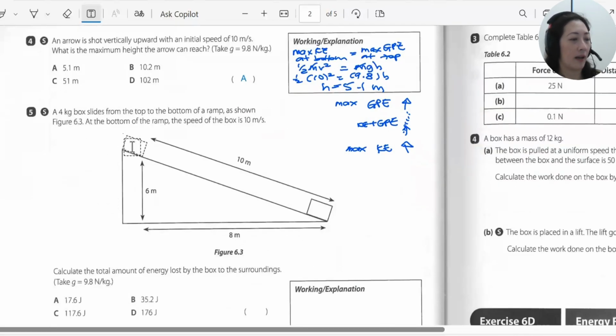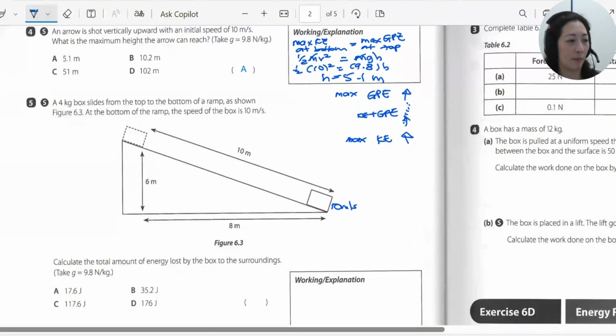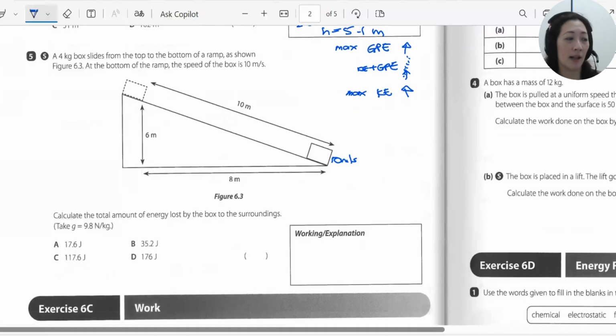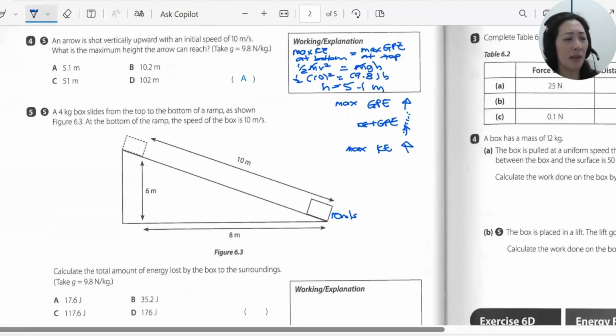Let's look at question 5. A 4 kilogram box slides from the top to the bottom of the ramp. As shown, at the bottom of the ramp, the speed of the box is 10 meters per second. Sometimes it helps to just label so that we know what's going on here. I'm just going to add a number here, 10 meters per second, so that I will remember the speed of the box is 10 meters per second at the bottom over there. The question wants us to calculate the total amount of energy lost by the box to the surroundings. What do they mean by this?